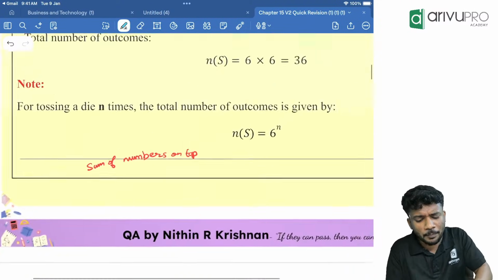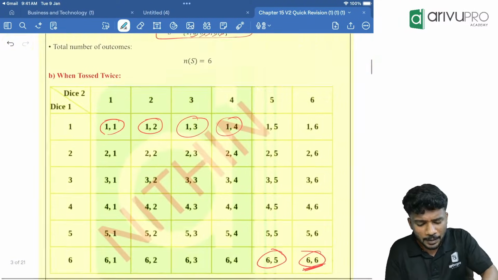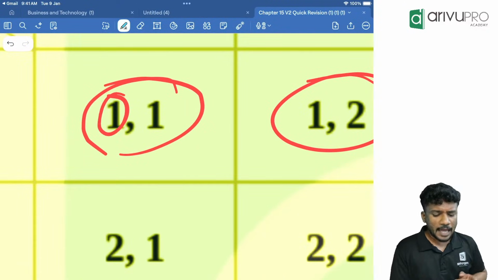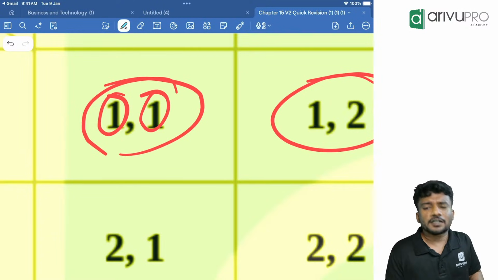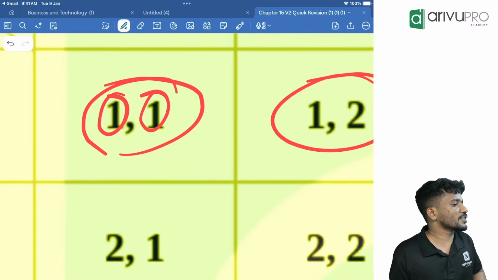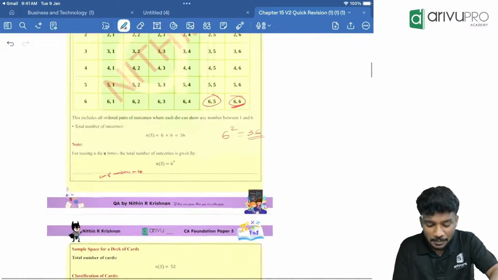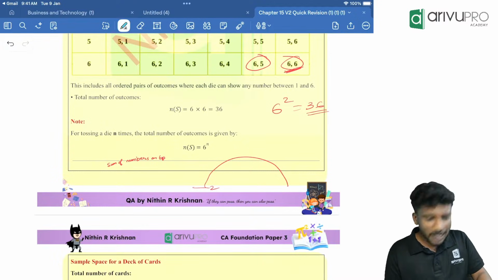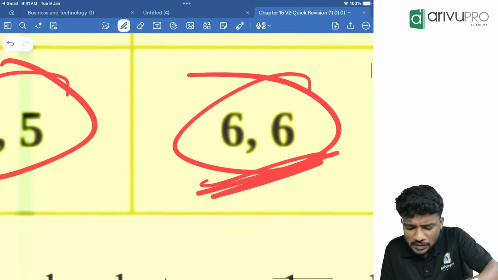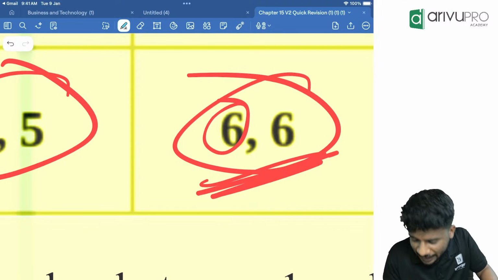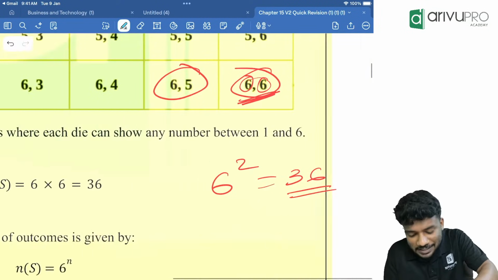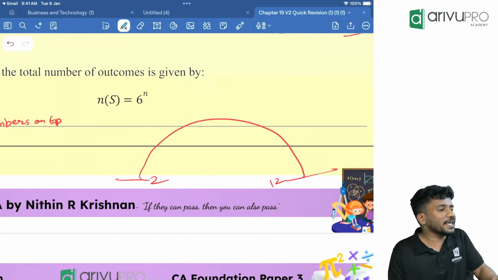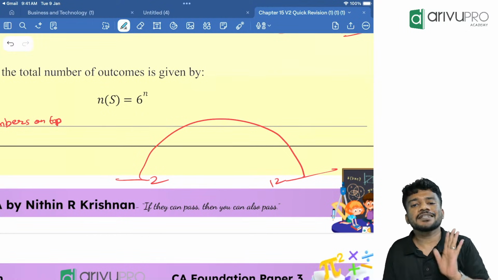I'll tell you what are the possible sums. People, think about it. You are tossing the first die, you got a 1. And you are tossing the second die, you got a 1. So the sum is how much now? 1 plus 1, which is equal to 2. So the minimum sum is 2. Now if I ask you, you are tossing the first die, you got 6. Second die, you got 6. So the maximum sum is how much? 12. So always the sum will be between 2 and 12.